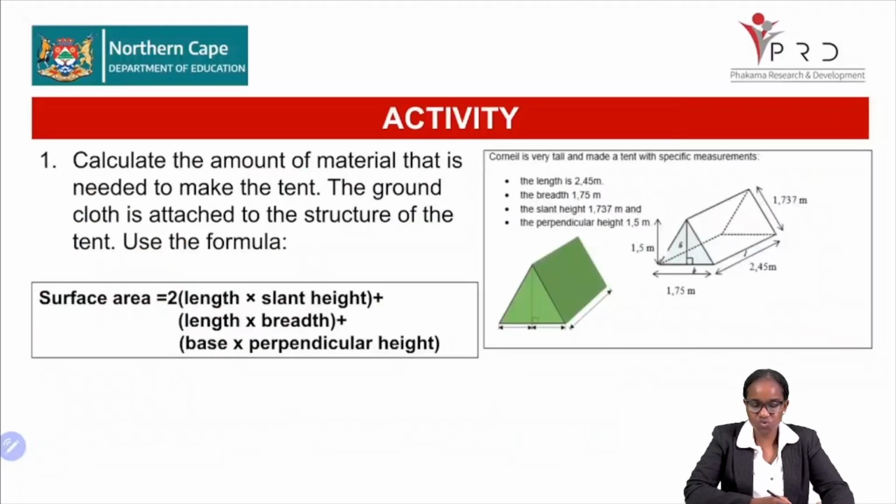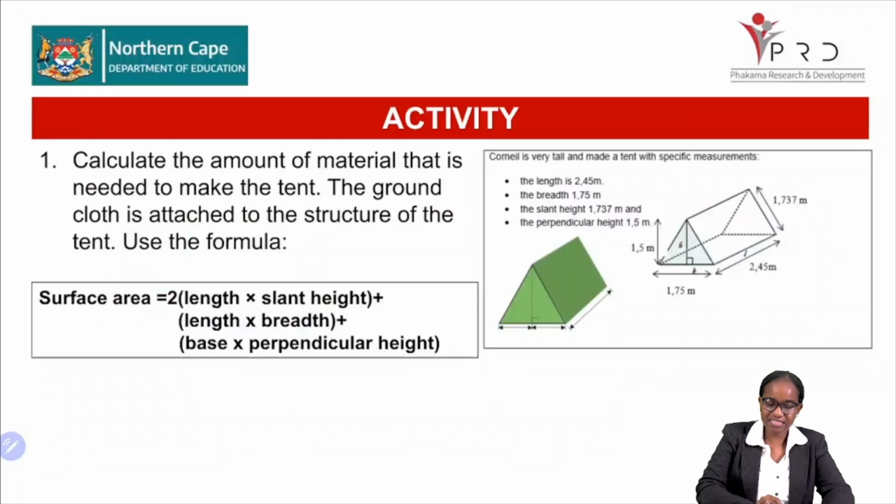Then we come to our last activity for the day. Calculate the amount of material that is needed to make a tent, and the tent is in the form of a triangular prism. The ground cloth is attached to the structure of the tent. So meaning we have the ground floor, which is the base, and we have the two sides that are rectangular, and we also have the other two sides that are triangular.